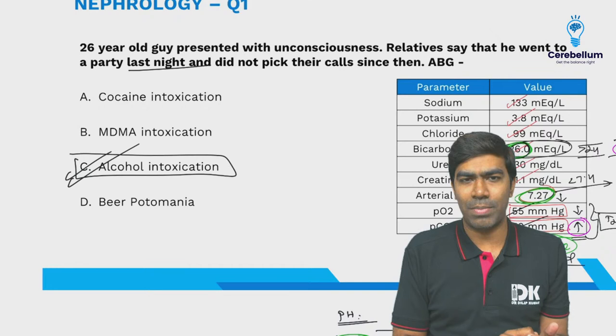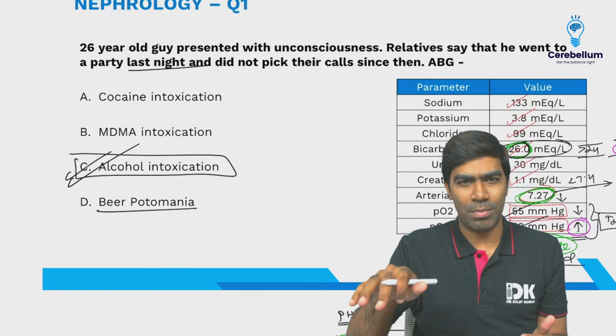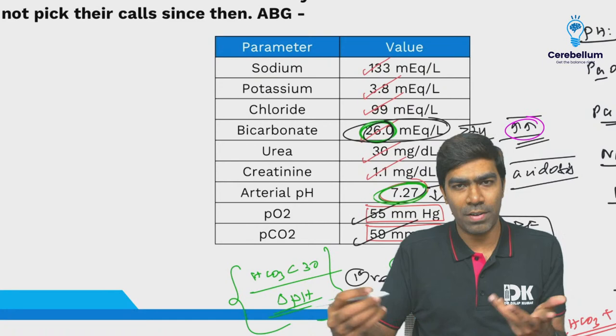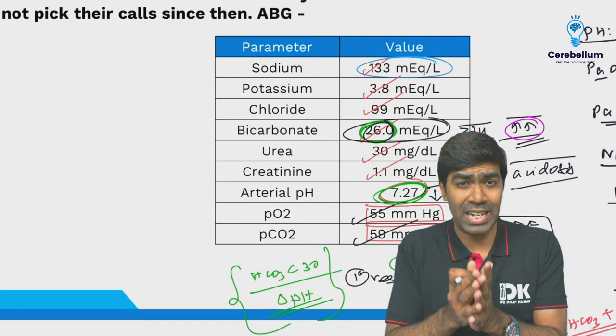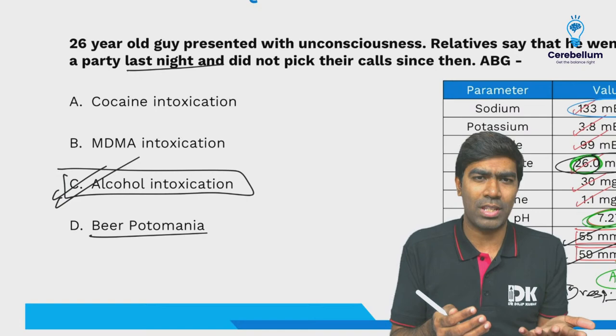As simple as that. Beer potomania would have resulted in severe hyponatremia, but I need other data to substantiate it. The patient should be euvolemic, and I need the urine osmolality data. We discussed that already in the endocrine section, so I'm not going to talk about that. That's just a dummy choice, because some students who have prepared very nicely might see the sodium is low, 133, and think one of the causes is beer potomania. But I need urine osmolality to confirm it's beer potomania. Otherwise, I will not be able to confirm it. And 133 will not cause a symptomatic hyponatremia. Usually, it should be less than 130, or usually less than 120, to produce a very symptomatic hyponatremia.